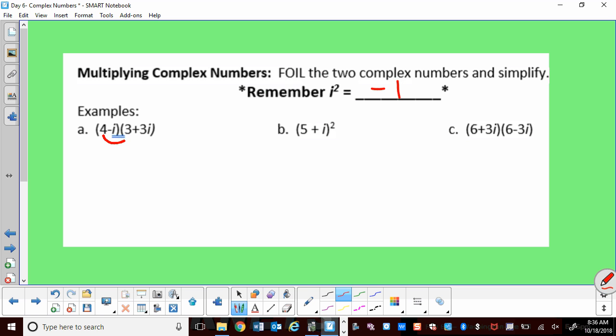So if I multiply 4 times 3, I get 12. 4 times 3i, I get positive 12i. Inner means negative i times 3 gives me negative 3i. And last is negative i times positive 3i gives me negative 3i squared. I just FOILed out everything in those two parentheses.